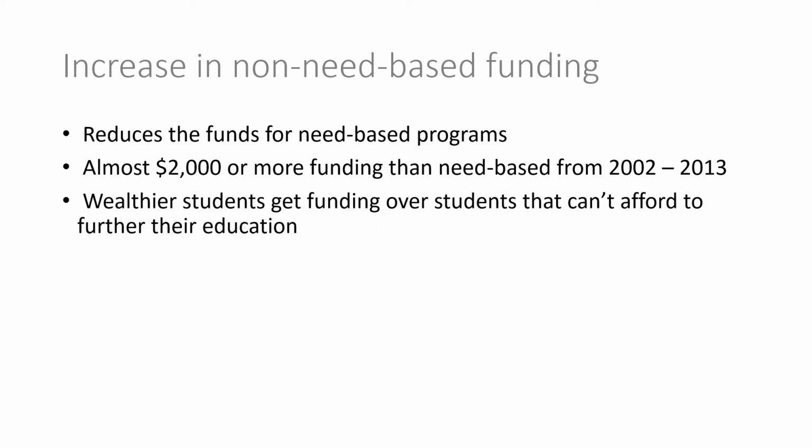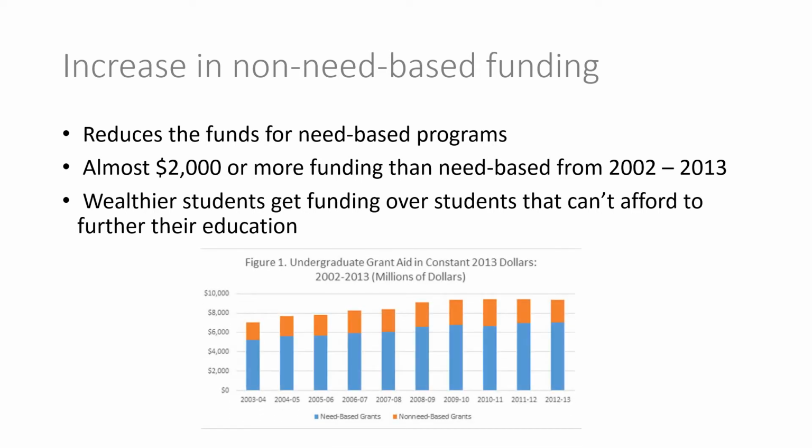And you can see on the graph below where I got that stat from. Wealthier students get funding over students that can't afford to further their education. As I stated before, it's not always wealthier students. It could still be students that come from poverty, but just excelled in high school or wherever to get good enough grades to get considered as a merit student. So it doesn't always have to be wealthier students.